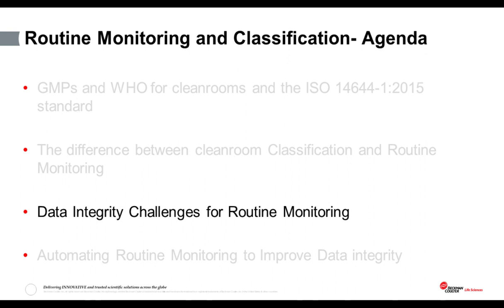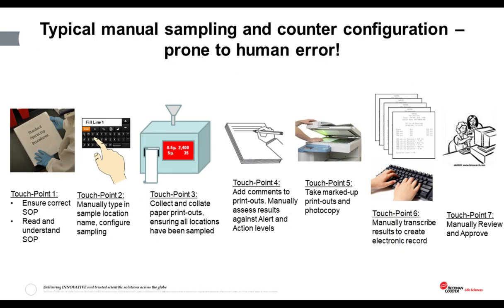Okay, so that's the difference between monitoring and classification. So now let's take a look at the root cause as to why routine environmental monitoring can prove challenging with regards to maintaining data integrity. This is a typical manual sampling and counter configuration process that I've witnessed in clean rooms. It's a very manual process involving the collection of thousands of samples each month at each site using portable air particle counters.